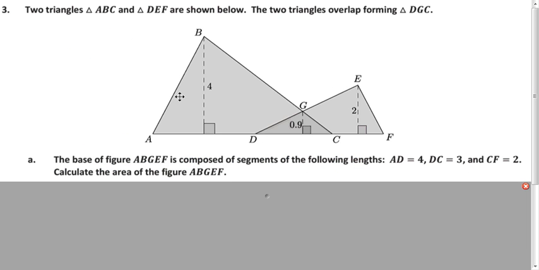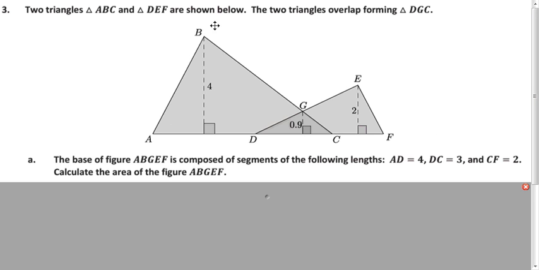Okay, here we have two overlapping triangles, and they overlap to form the smaller triangle DGC. They tell us these dimensions: AD is 4, DC is 3, and CF is 2. I'd like you to take a moment to try to calculate the area of figure ABGEF. That's this big shaded figure.